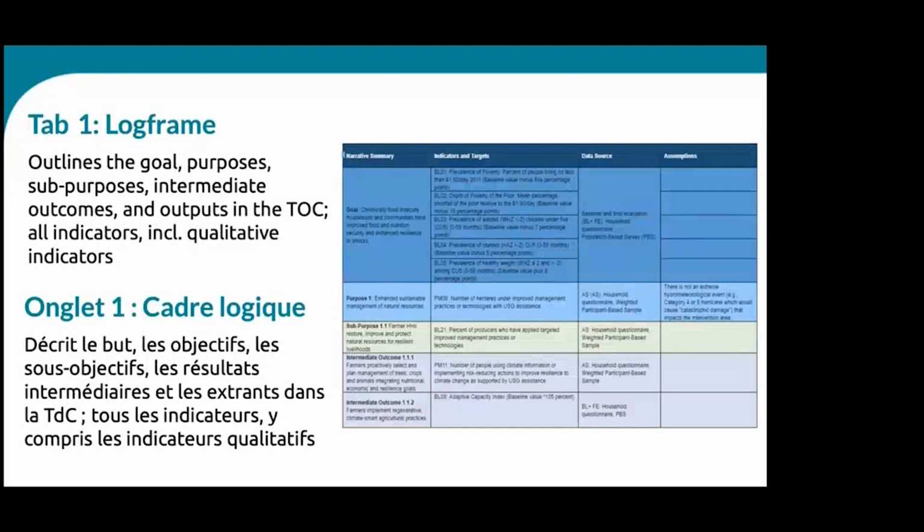The first tab is the LogFrame. And as Mohit and Joanna described before, this is where you outline the goal, purposes, sub-purposes, intermediate outcomes, and outputs that are outlined in the theory of change. And this will be where all of your indicators are, including qualitative indicators.